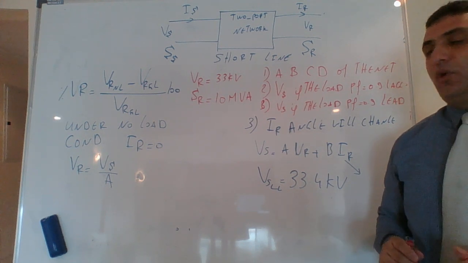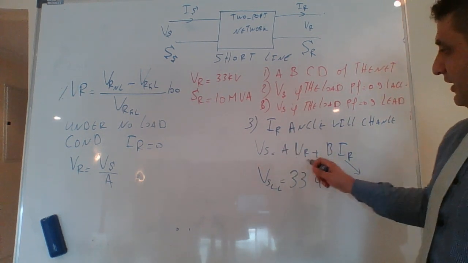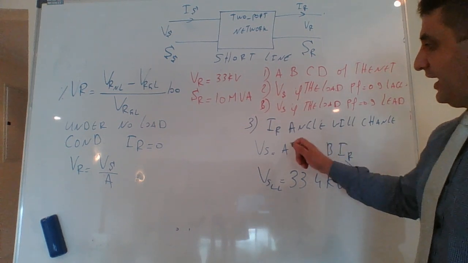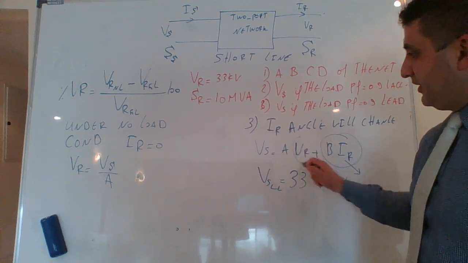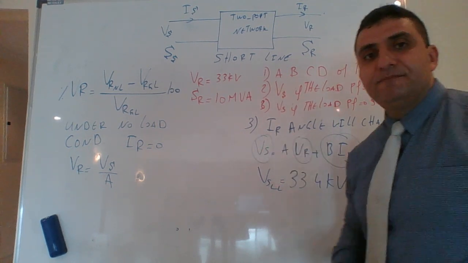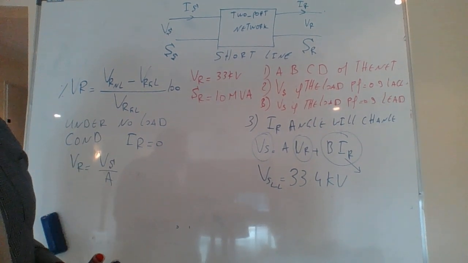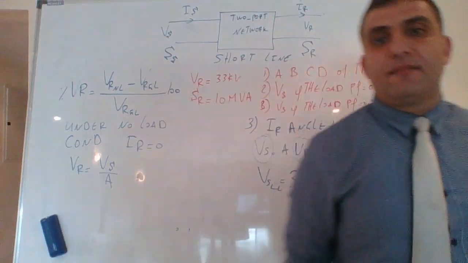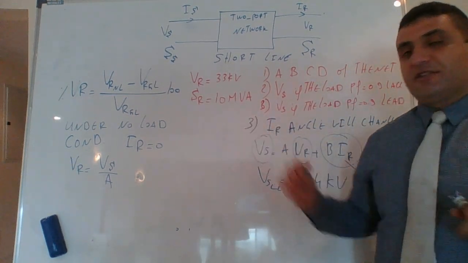This is under no load. Because remember, VS is equal to AVR plus BIR. When I have this 0, I'll have VR equal to VS over A. Is that clear? Let's take a moment to digest this. Did you guys digest this information?